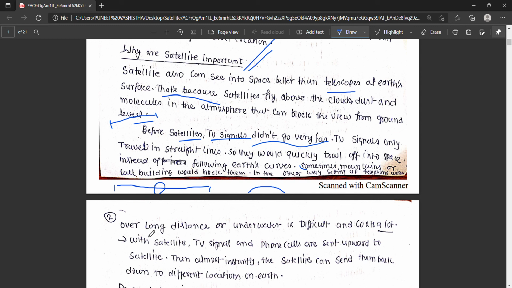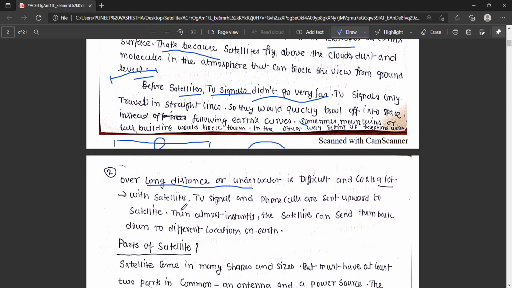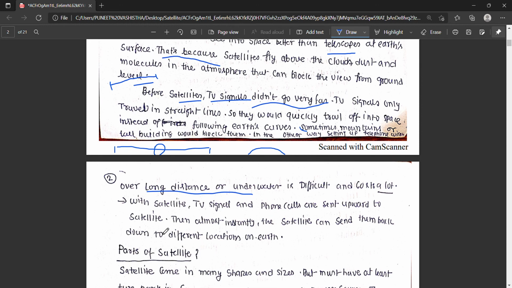Over long distances or underwater it is difficult and costs a lot. The satellite TV signals and phone calls are sent upward to the satellite, and then almost instantly the satellite can send them back down to different locations on Earth.